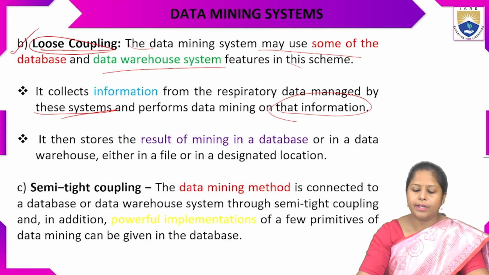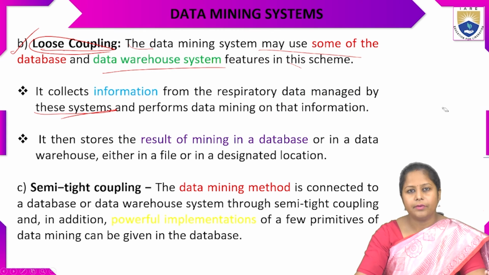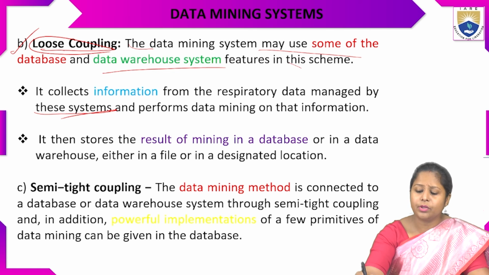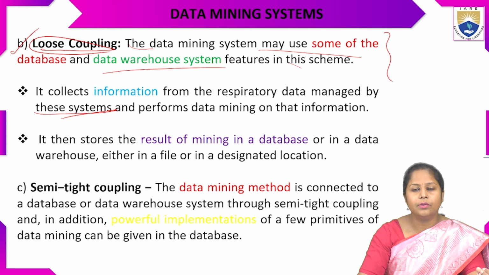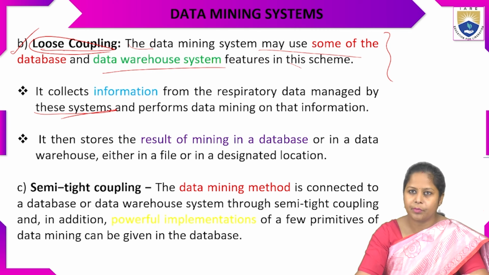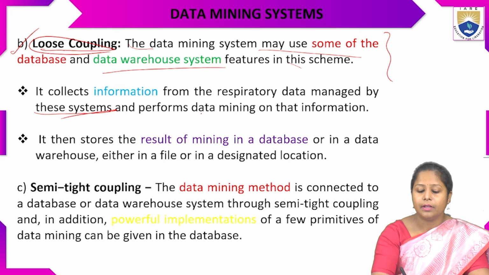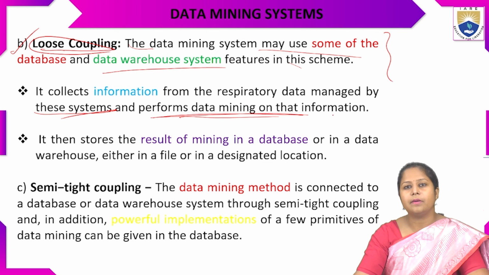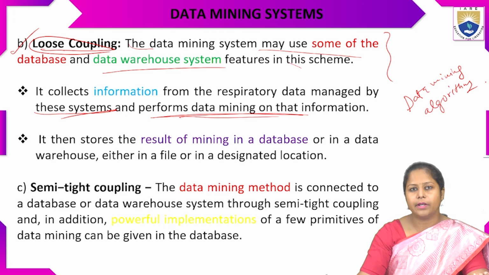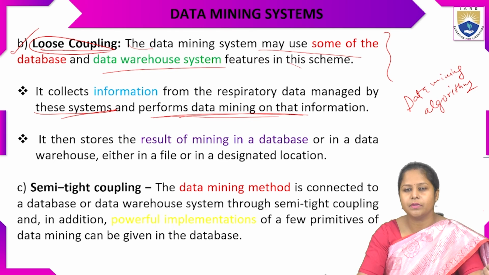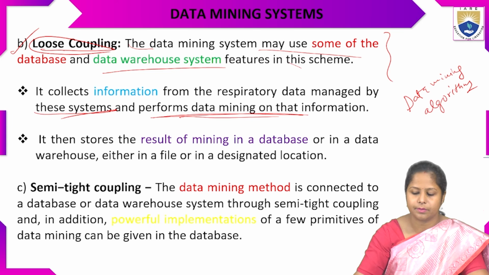So basically, loose coupling uses the data warehouse and database system. It extracts some of the information from these repositories, and then it performs some of the data mining algorithms to process the data and get useful information from that data warehouse or database system.